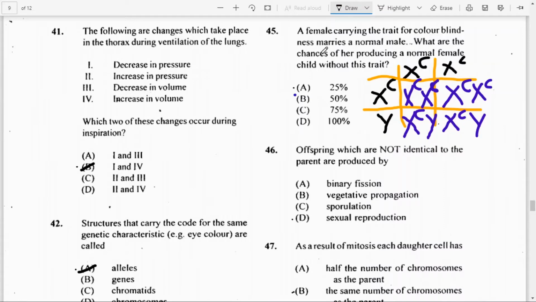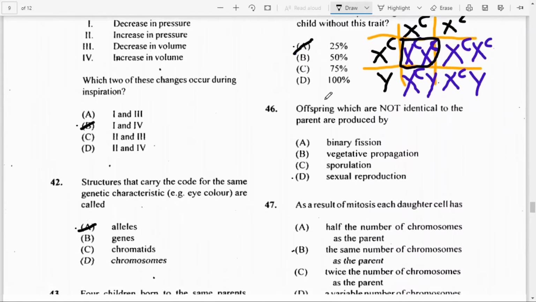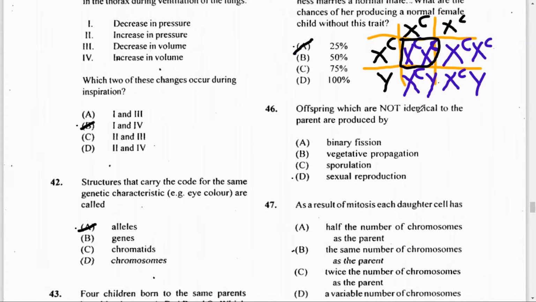The question asks, what are the chances of her producing a normal female child? So a normal female would have to be XX, so it cannot be any of those down here. It has to be XX, and it also has to be X big C, X big C. So you only have one of that occurring. That is a 1 out of 4 chance, so a 25% chance. Number 46, offspring which are not identical to the parent are produced by sexual reproduction.